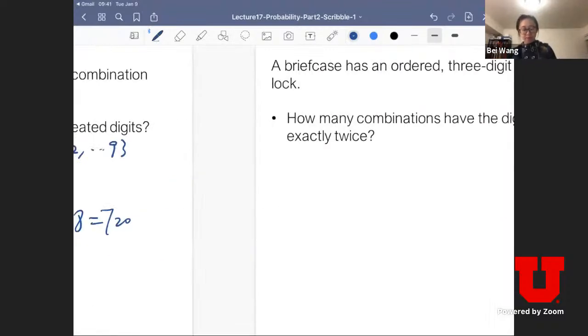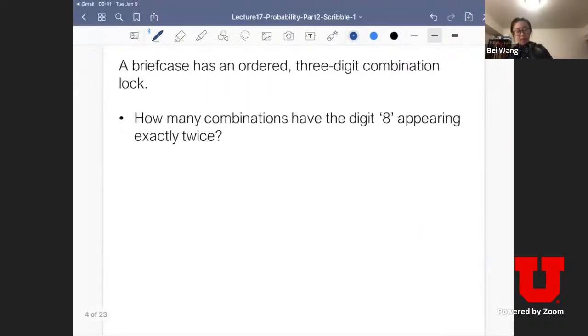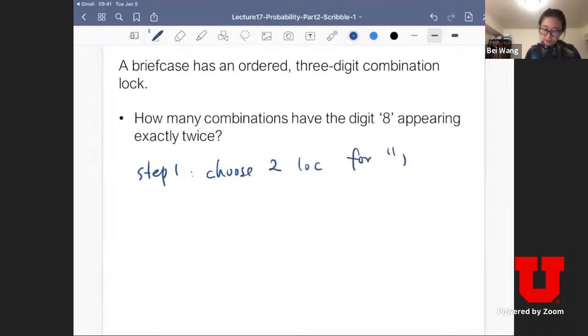Now, with the same combination lock, we're asking how many combinations have the digit 8 appearing exactly twice? We can break this down into a 2-step process. Step number 1 is we choose 2 locations for the number 8. There are 3 locations, and I choose 2 of them. In this case, order doesn't matter. That's why it's C, not P.